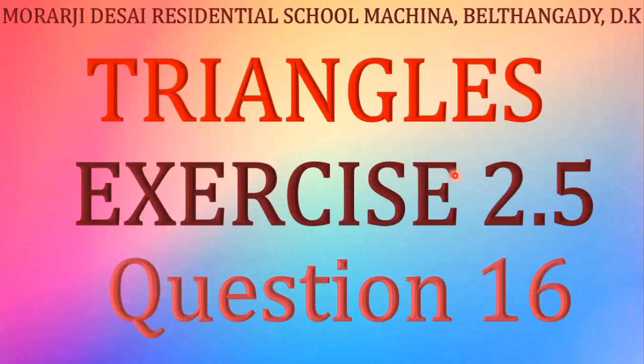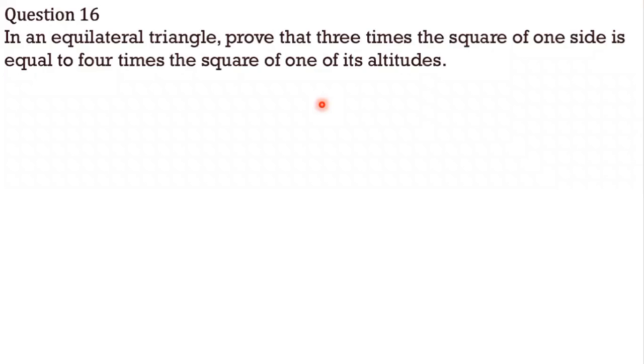Dear students, now let us solve 16th question of exercise 2.5 from triangles lesson. In an equilateral triangle, prove that 3 times the square of one side is equal to 4 times the square of one of its altitudes.